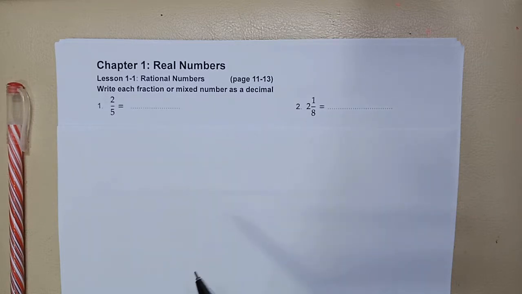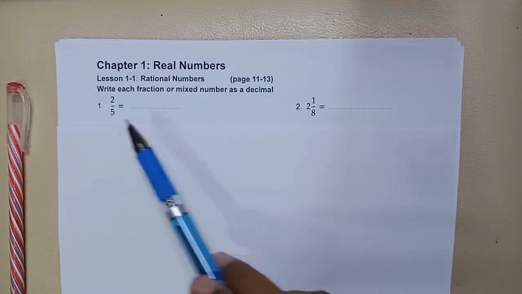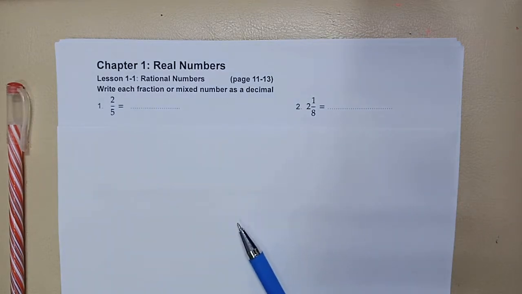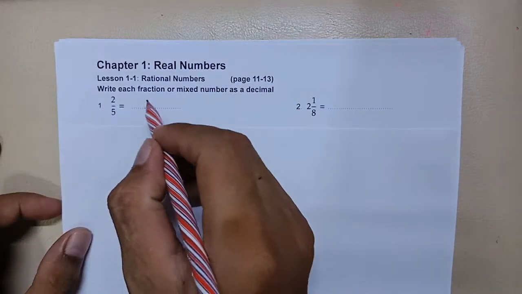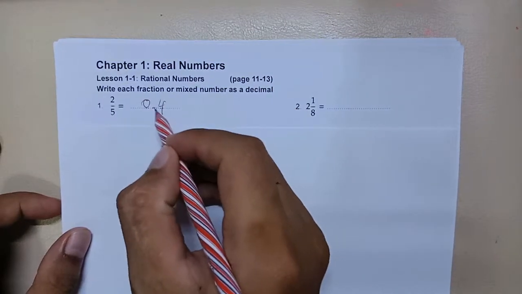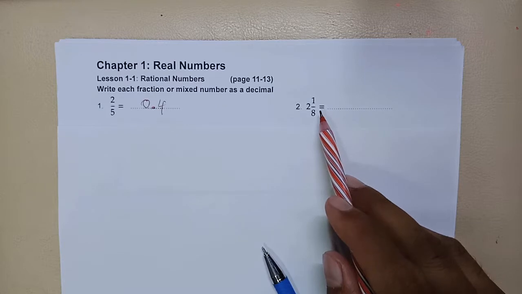It's very easy. You just take 2 over 5. To get it into decimal, you just divide 2 by 5. So 2 divided by 5, you will have 0.4 in decimal form. 0.4. Next, this number, 2 and 1 over 8.